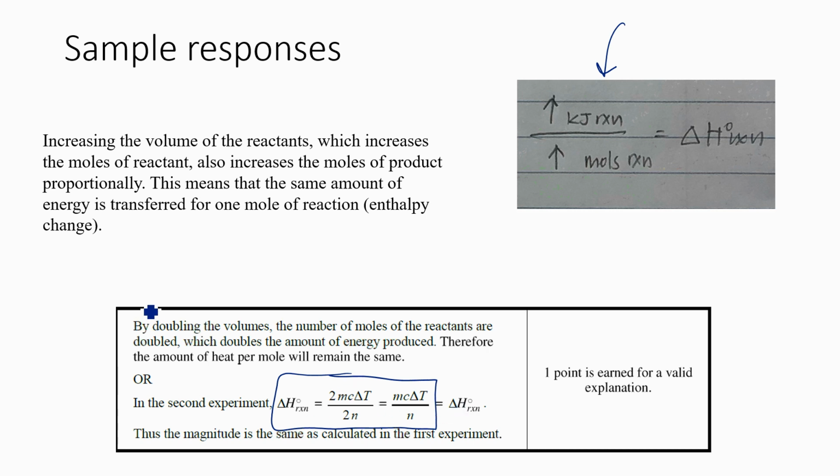And here's an example of how they wrote it out in words. So by doubling the volumes, number of moles are doubled, which doubles the energy produced, but the energy per mole remains the same. So that was a one-pointer. They're looking for a valid explanation. You can do it mathematically or describing it in words.